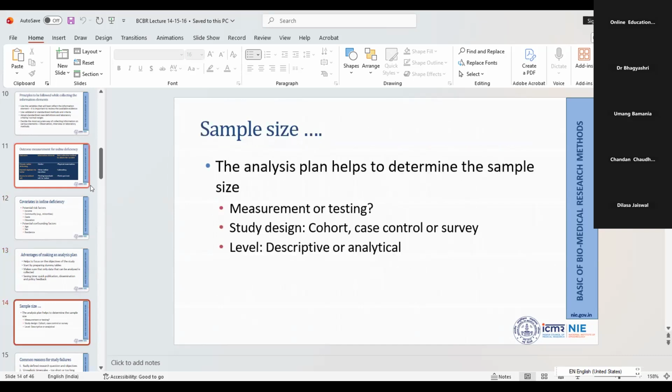Now the sample size, the last point here. Sample size is a very important aspect of any research project. If we have done the analysis plan in advance, it helps to determine the sample size, which is decided on the basis of whether we are going to measure or test something, what kind of research study design we are going to conduct, like a cohort study, case control study, or just a cross-sectional study, or the level of study like descriptive or analytical study. On the basis of all this, we will decide our sample size. So for this, the planning is required.